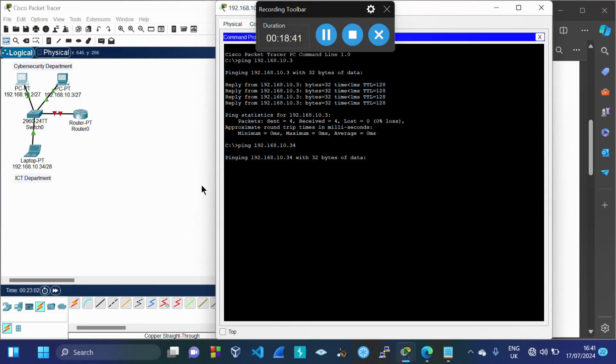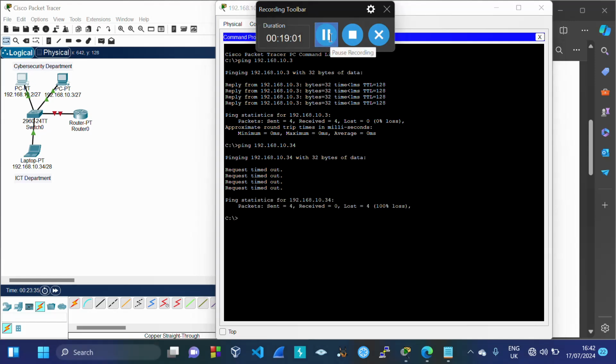So I'll click enter. Now it's supposed to say timed out, because there's no possible way that this device from another subnet can communicate with this one. In simpler terms, the cybersecurity department cannot communicate with the ICT department. But okay, what we need to do is that on this interface of the router, which is FA1/0, we need to insert the default gateway for both the cybersecurity department and ICT department, for them to communicate.